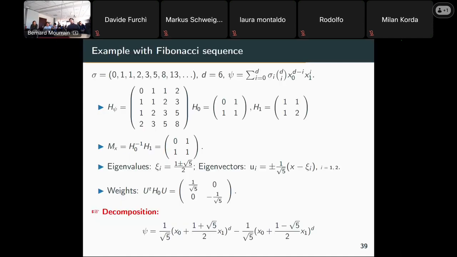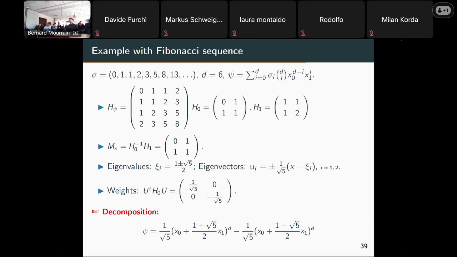So we come back to our example with the Fibonacci sequence. We are in dimension 1 here. So projectively, we have variables x0, x1. The tensor is this one. The catalecticant Hankel matrix flattening is this. Degree 3, 3, so we are here at degree equals 6. It's a rank 2, still a rank 2. Easy to check. So we look at H0.